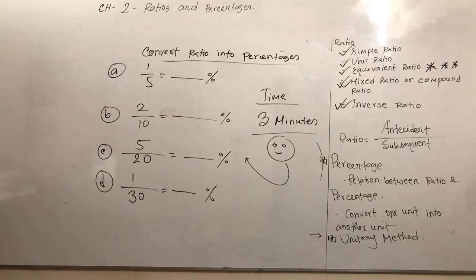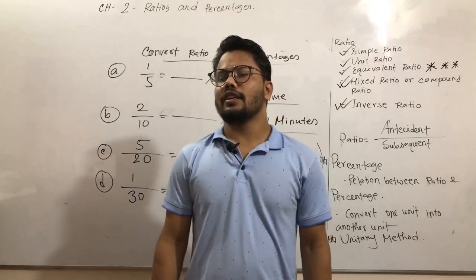C is 25%. No, C can never be 25%. Oh, C is 25. 1/4 is 25%. C is 25%. D is 3.3333%. Someone is doing the fractions out here. And number D is a little bit difficult, so you can try here 3.33%. Okay, I think maximum students are trying to write the correct answer. Congratulations to all of you who have completed number 1 to number 4.